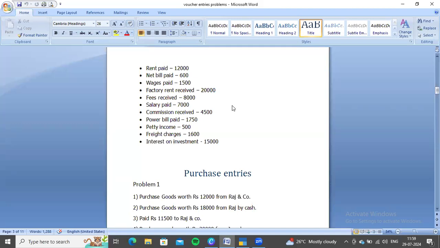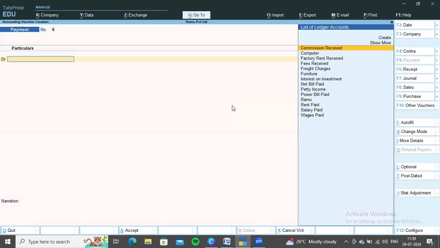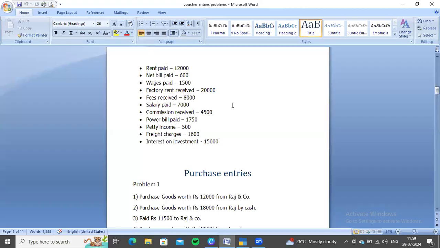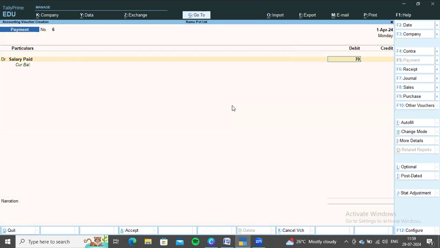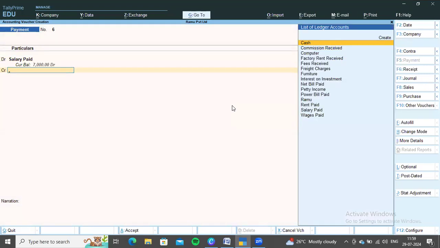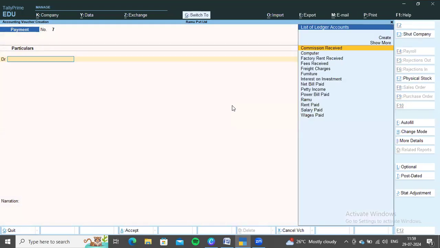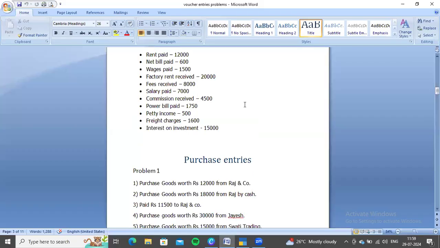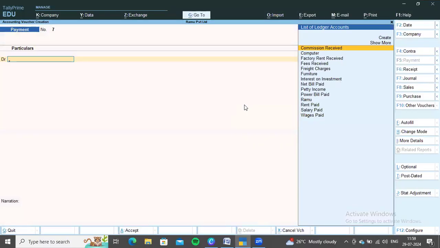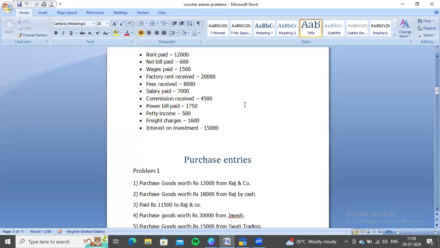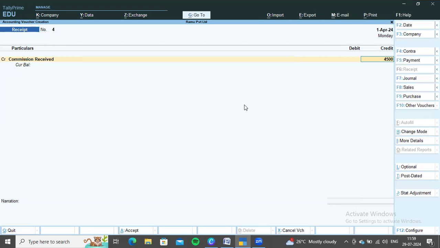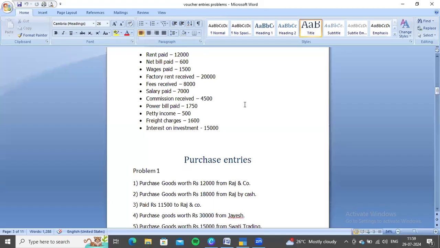Salary paid. It is a payment. Press F5 and debit salary paid. How much? 7,000 to cash account. Commission received. It is a receipt. So F6. We need to credit commission received. How much? 4,500. And debit cash account as cash is coming in.